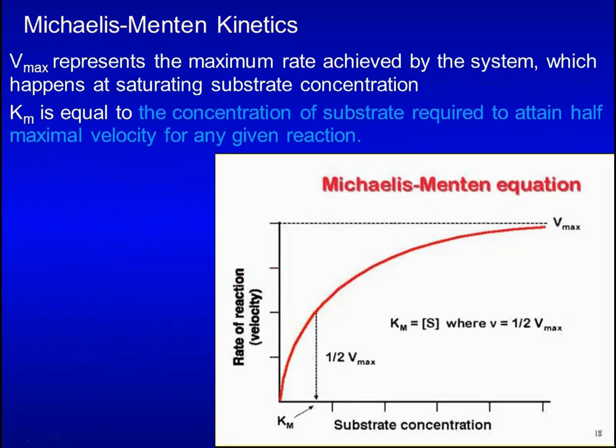Here we ask, how can we determine the two constants, Vmax and Km, when the kinetics of a reaction is given? Vmax corresponds to the maximum velocity reached by the system. Km is equal to the concentration of the substrate required to achieve half Vmax.